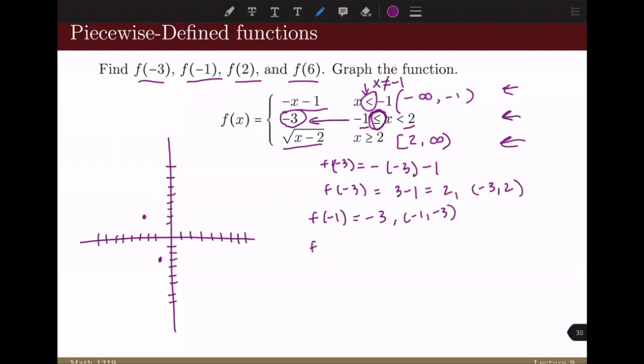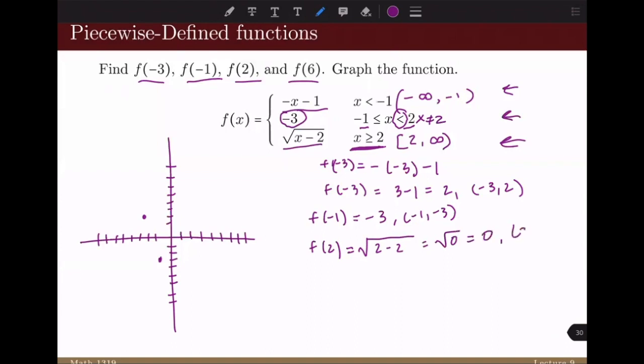Next, we want f at 2. Again, we have to be tricky with our greater than and less than symbols. When we're looking here, this is strictly less than 2. So for my second one, x can't equal 2. However, on my third one, it is including 2. So I'm going to use my third equation to find f at 2. So this is going to be the square root of 2 minus 2, which is equal to the square root of 0, which is 0. So that means I have the point 2, 0, which is here.